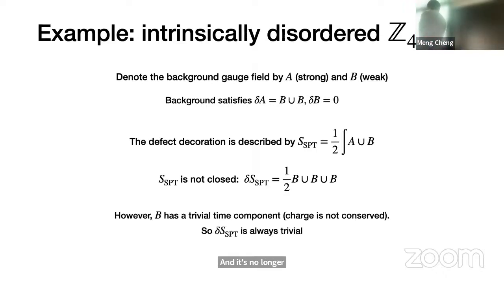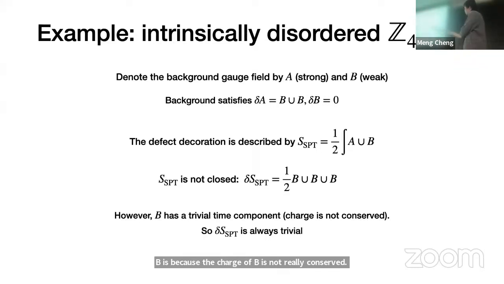Here's a kind of related argument: because the charge of B is not really conserved in the system, it has a trivial time component, and this action is always trivial if B has no time component. All right.